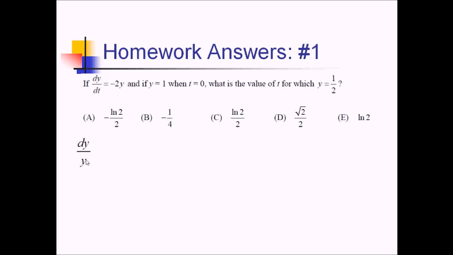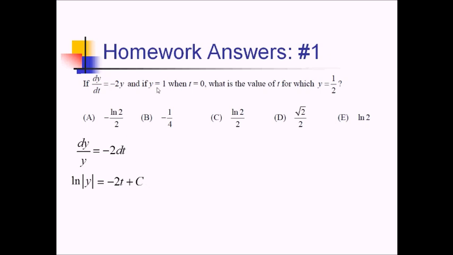So I'll start by dividing both sides by y. So I've got dy over y equals, and now I'm going to multiply by dt to get that on the other side, so negative 2 dt. Taking my antiderivatives, this is going to be ln absolute value of y equals negative 2t plus c.